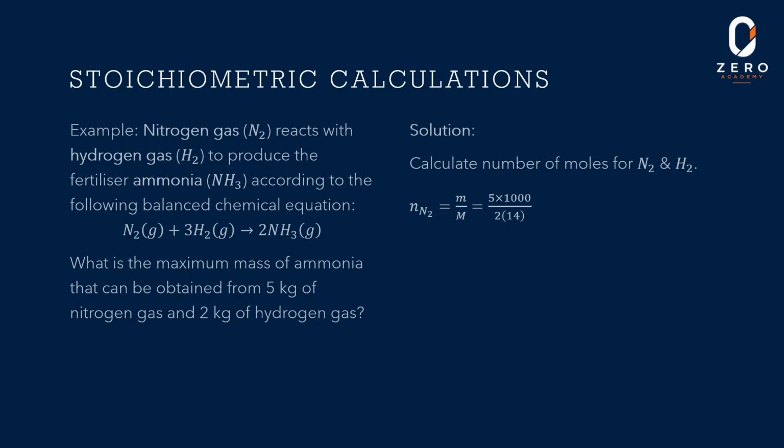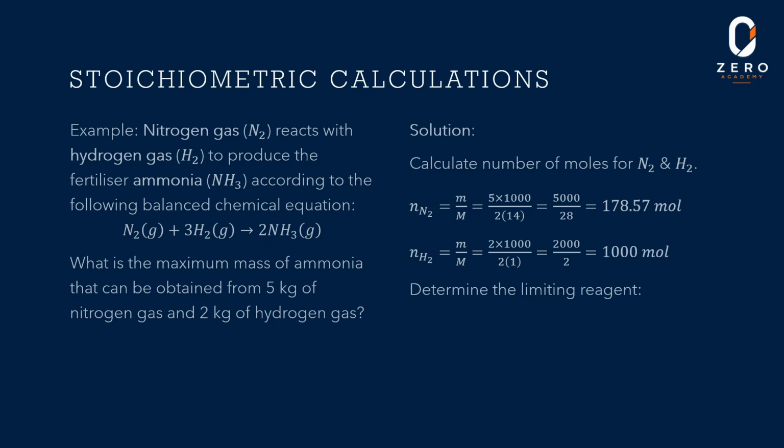And that will give us a molar mass value of 5000 divided by 28, which is equal to 178.57 moles. And next we calculate the number of moles of hydrogen, which is equal to mass over molar mass, which is equal to, again, 2 multiplied by 1000 multiplied by 2 multiplied by 1, because that is the molar mass of hydrogen on the periodic table, and that will give us 2000 divided by 2, which is equal to 1000 moles. And now we're going to go on and determine which between nitrogen and hydrogen is our limiting reagent.